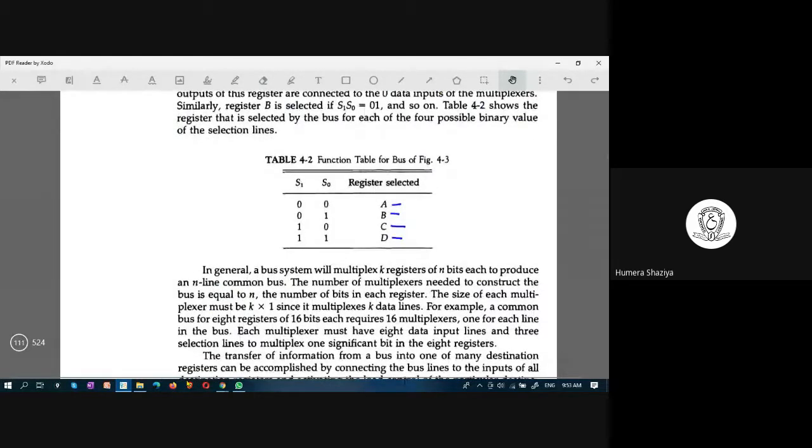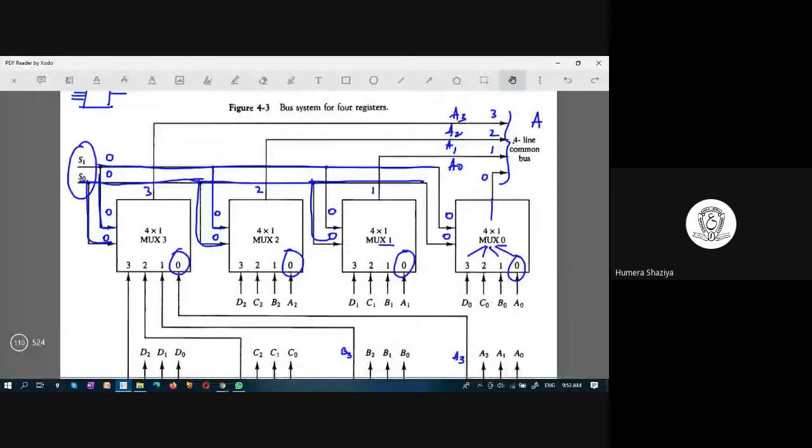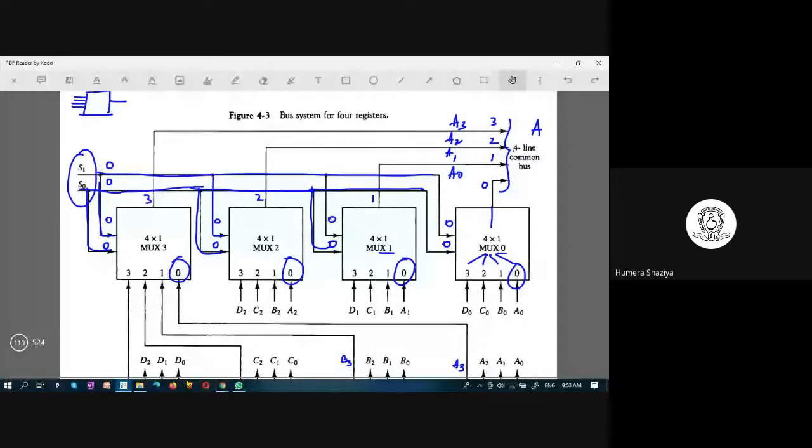When both are 0 0, S0 is 0, S1 is 0, zeroth input of every multiplexer is chosen to be sent out on this output line. So when you are passing 0 0 through S0 and S1 to all the multiplexers, you are actually choosing register A because the zeroth bit of multiplexer 0 is A0, zeroth of multiplexer 1 is A1, zeroth bit of multiplexer 2 is A2, zeroth bit of multiplexer 3 is A3. So this bus line will carry the information from register A.